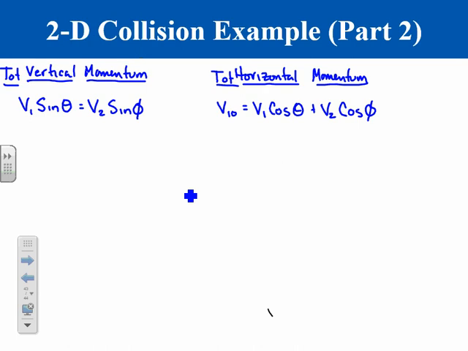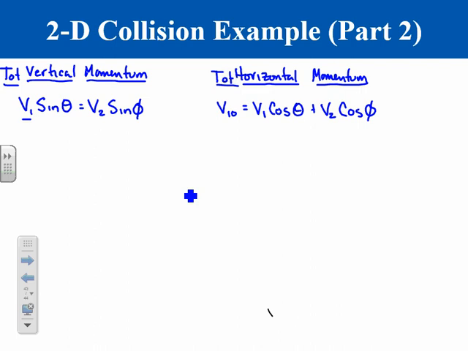Okay, welcome back for part 2 of our 2D collision example. In the first part, we derived these two equations for the total vertical momentum and the total horizontal momentum. We used the conservation of total linear momentum to get to this point and cancel out the masses. And we also pointed out that there are some givens and some unknowns in each one of these equations.